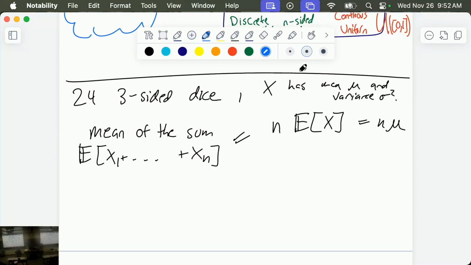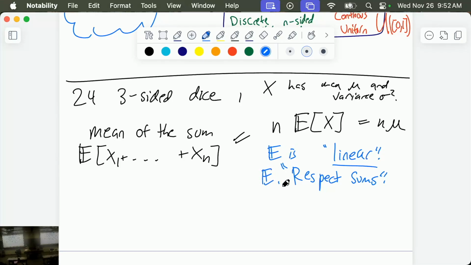If you're taking linear algebra class, you will appreciate this word, linear. They respect sums. That's another nice way to say it. They respect sums. E is linear, E respects sums. Okay, very nice. That's the mean of the sum. That one would be n times mu. What is mu? Well, we have to figure it out. What is the average of one individual dice roll? That one I can do, and it's not too bad, because a dice roll is either 1 or 2 or 3, and they're each with probability 1/3.